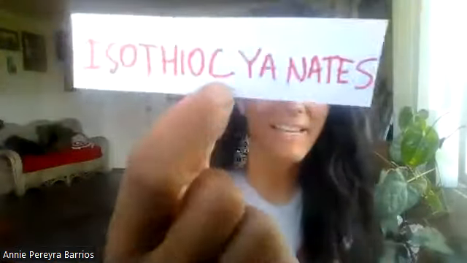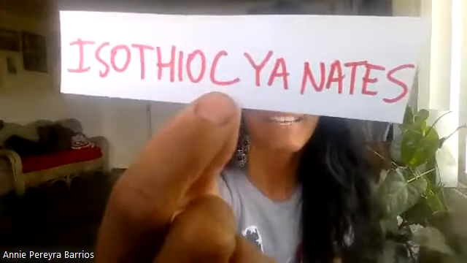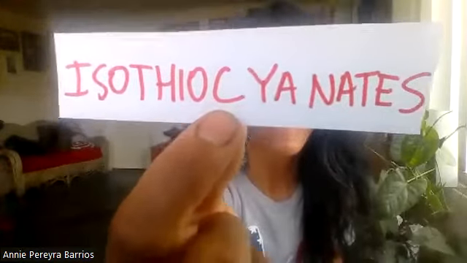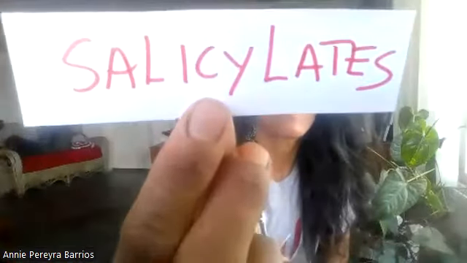Isothiocyanate, or something like that. It's so complicated to even pronounce the names of these substances. And then salicylates. They are in different kinds of vegetables, for example the cabbage and the one that looks like a little tree, the broccoli.